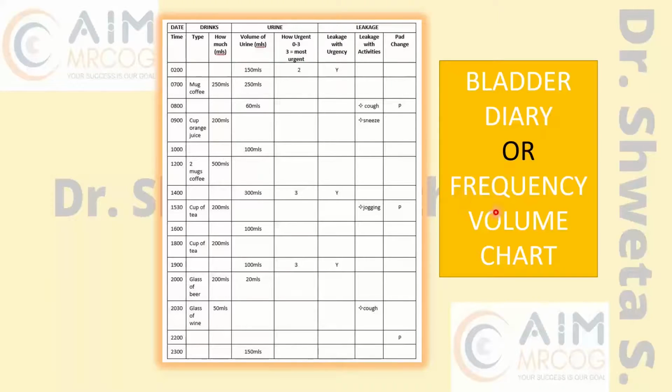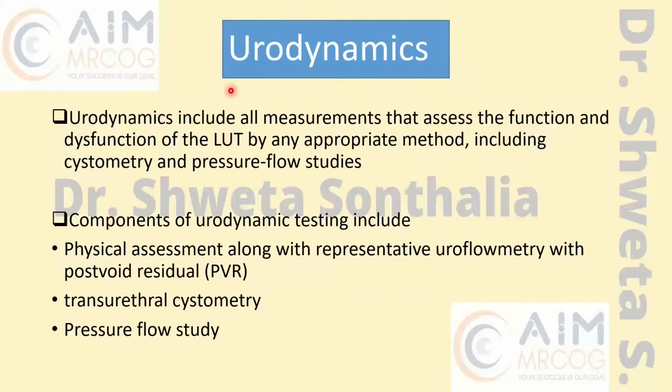This is also known as frequency volume chart. How much is the frequency? How much is the volume? So frequency volume chart is another name of bladder diary. So we have done the urine analysis, we have done the bladder diary. Now we want to investigate further. So we want to do the urodynamics. What is urodynamics? Urodynamics is all the measurements that will assess the function and dysfunction of the lower urinary tract by any method. So what does it include? It includes cystometry and pressure flow studies.